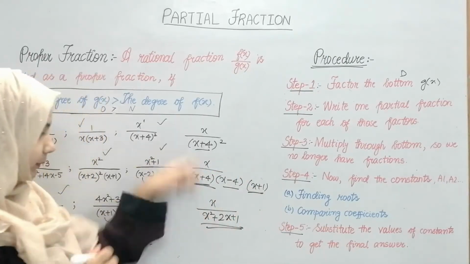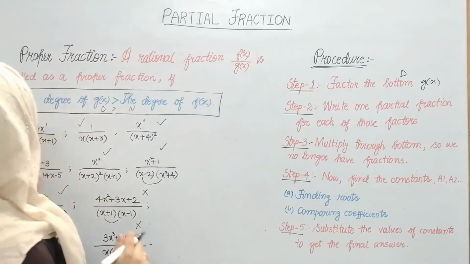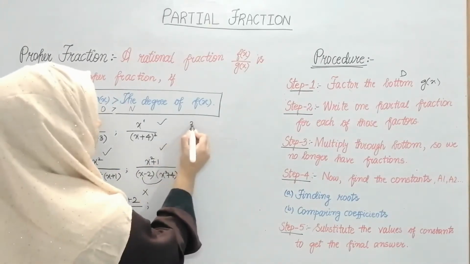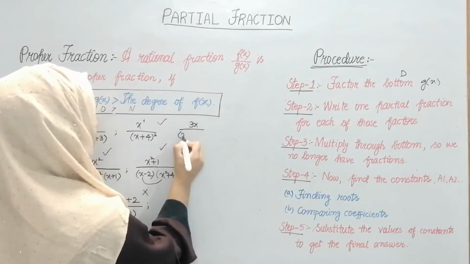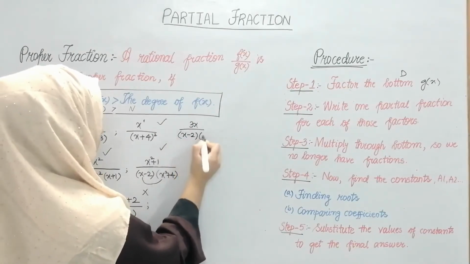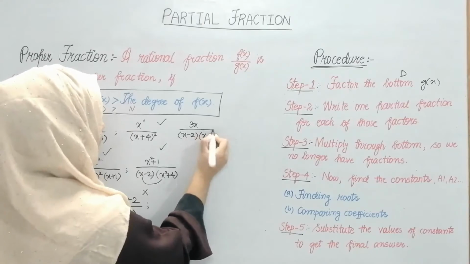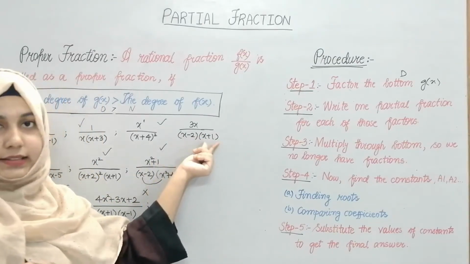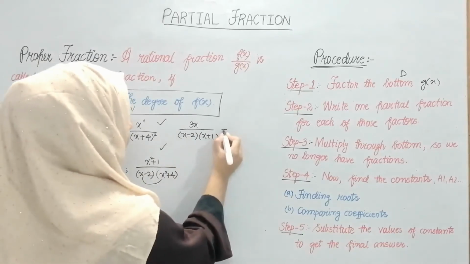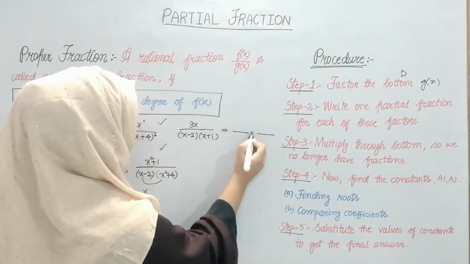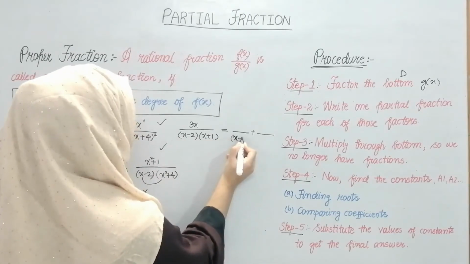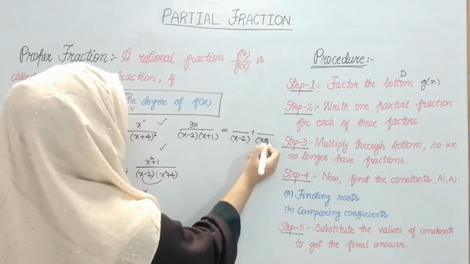Let me show you. Let me erase this. Suppose, consider this question, 3x by x minus 2 into x plus 1. Here if you see, we have got 2 different factors. One is x minus 2 and the other is x plus 1. Now I will be writing 2 different partial fractions for this. One is for x minus 2 and the other is for x plus 1.